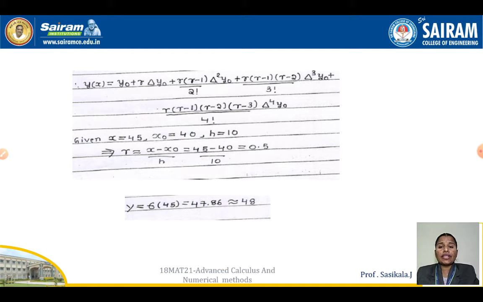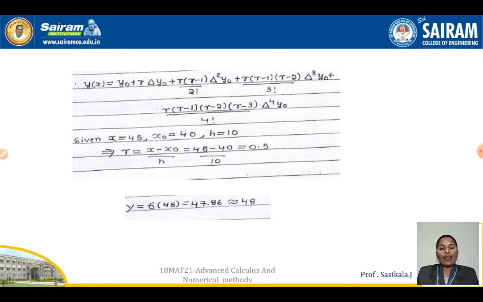Forward difference formula. It is y0 plus r into del y0 plus r into (r minus 1) by 2 factorial into del squared y0, up to del power 4. We should write the formula. Before the substitution, we need to find your r value. What is your r? It is (x minus x0) by h, which is 45 minus 40 by 10, which is equal to 0.5. Now substitute in the formula and simplify.